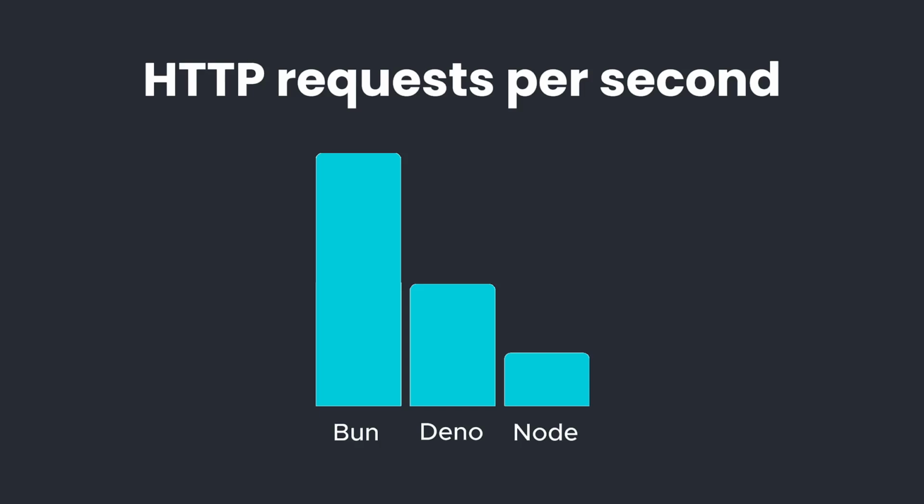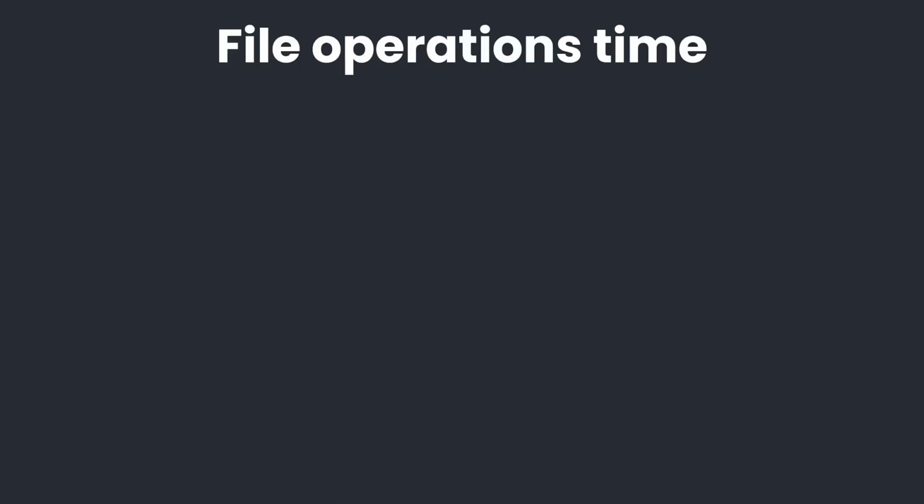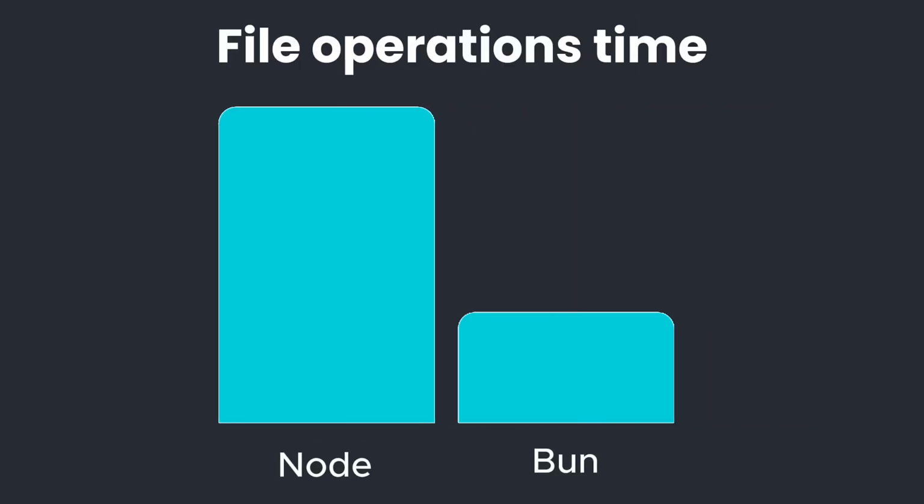That's a massive leap in speed, folks. This means your server-side applications can handle more requests per second, leading to faster response times and a smoother user experience. Next, we have file operations. Bun's native file read and write implementation is 2.86 times faster than Node.js. If you're dealing with large files or a high volume of file operations, this can be a game changer in terms of performance.